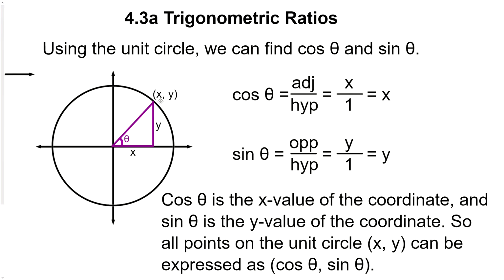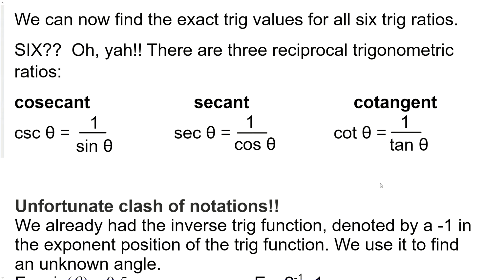So every point on the unit circle can be expressed as cos theta for the x value of the coordinate and sine theta for the y value of the coordinate. And that's why in the last section we found the exact values of coordinates on the unit circle. They're going to turn into the exact values for sine theta and cos theta. Now we can find the exact trigonometric values for all 6 trig ratios.